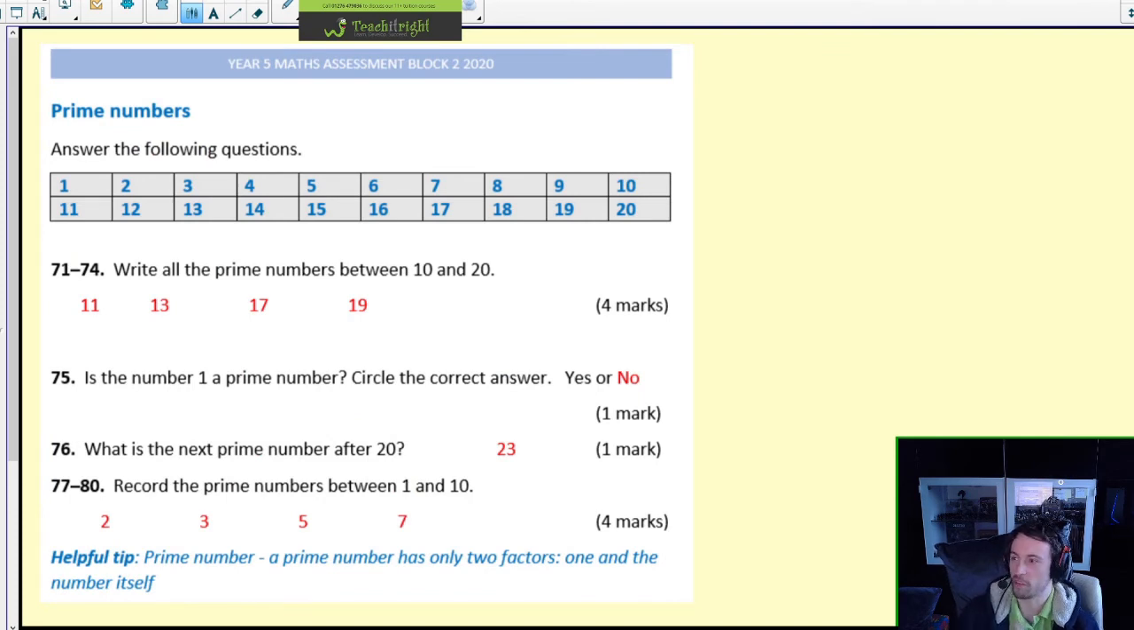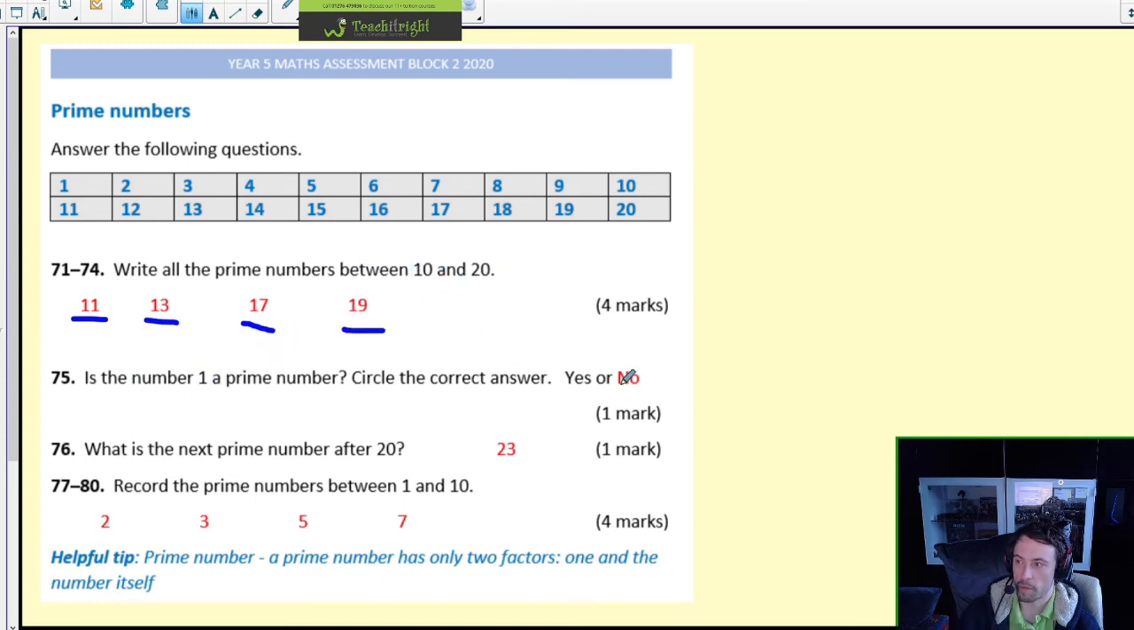So here is a list of numbers. Answering the following questions, only use those numbers. What are all the prime numbers between 10 and 20? Well, we've got 11, 13, 17 and 19. That's because it's between 10 and 20.